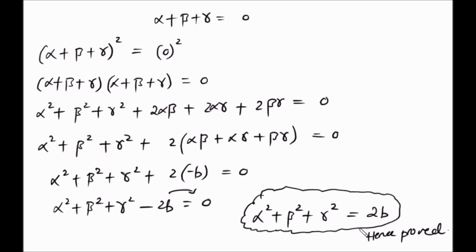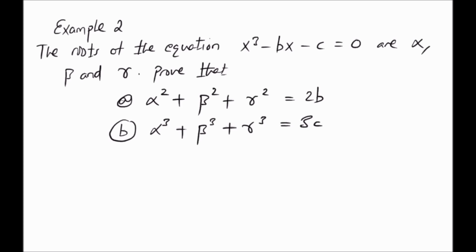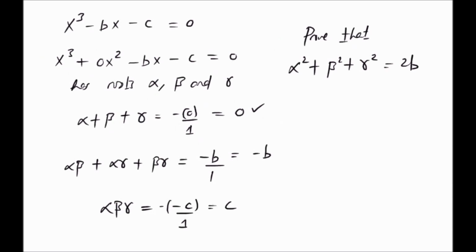So hii ilikuwa ni part A. Part B amesemaje? Part B amesema prove that alpha cube plus beta cube plus gamma cube is equal to 3c. So as usual tutaanzia hapa hapa. So this time now to prove alpha cube plus beta cube plus gamma cube ni 3c. So tunaanzia pale pale as usual.